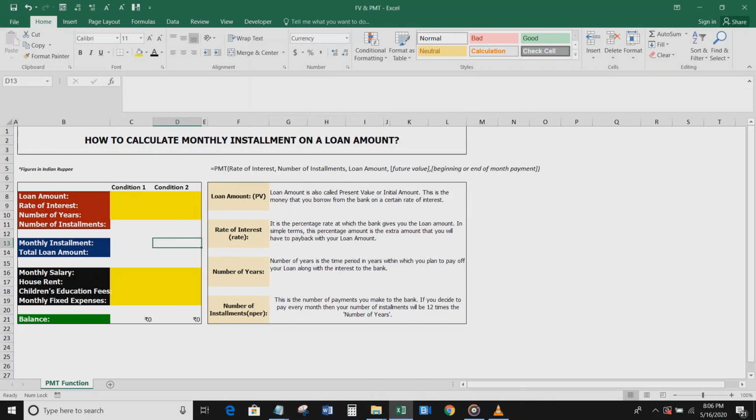Today I'm going to answer one very important question. This question is important because it relates to our personal finances. And the question is how to calculate monthly installment on a loan amount.